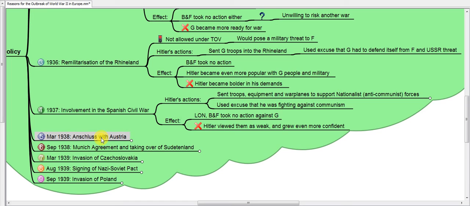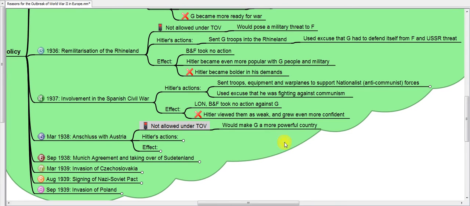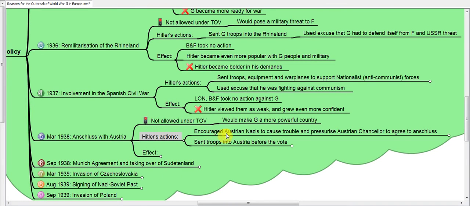Next step, March 38, Anschluss with Austria. Now, again, something which was not allowed under the Treaty of Versailles, because by doing so, Anschluss would mean Germany joins with Austria, of course. This would make Germany more powerful, and of course, France, especially Britain as well, did not want Germany to become too powerful, because it would pose a threat to them. What actions exactly did Hitler take? Okay, we talked a bit about this before.